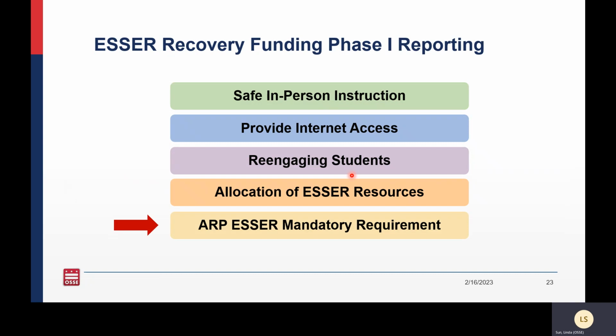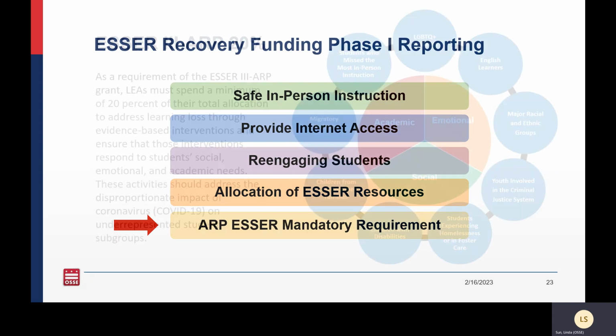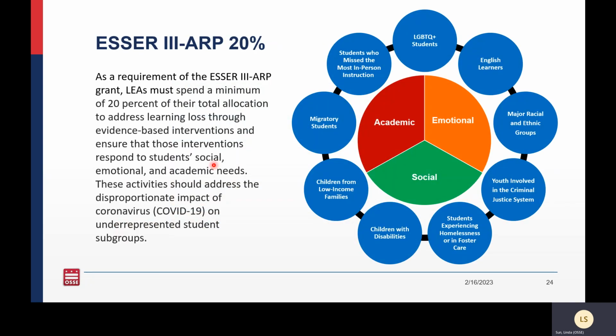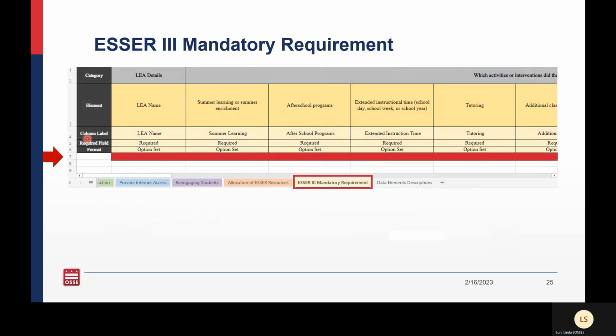And then last but certainly not least, the ARP-ESSER mandatory requirement. So this is the requirement that folks spend at least 20% of their total allocation on ESSER 3 ARP on evidence-based interventions. Those interventions could respond to students' academic, social, and or emotional needs, and should also be used to support those students most impacted by the COVID-19 pandemic. So this is the one section that will require a little bit of narrative.